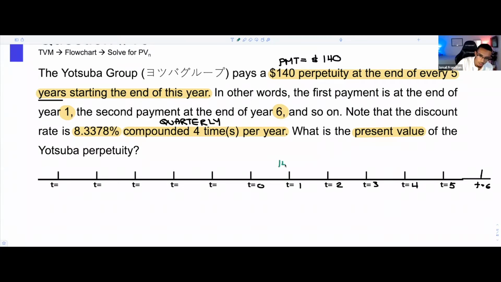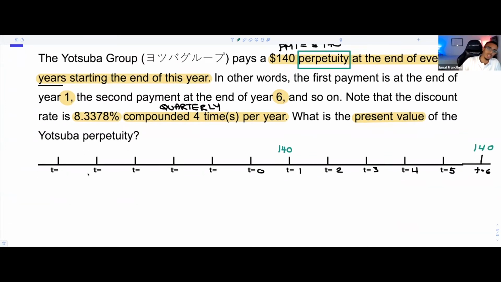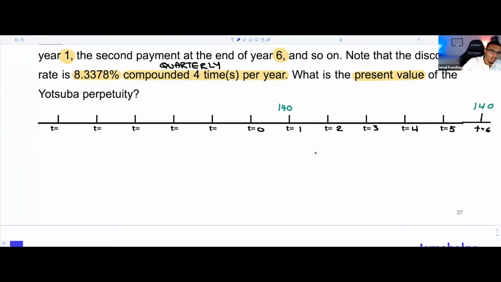We know that we're going to have $140. We're going to have nothing here all the way to essentially year 6 and so forth. We for sure know we're dealing with a perpetuity because the question tells you so. What you want to do on an exam, because it's obvious that we're dealing with a perpetuity, is just write it down. Have it next to you. It's always good to understand what our formula is.